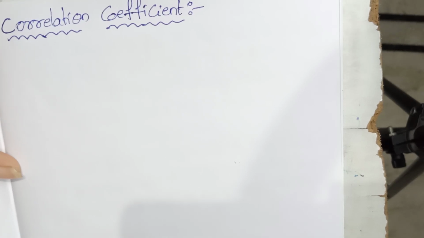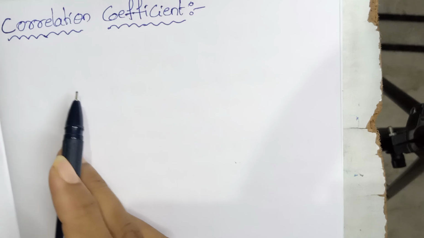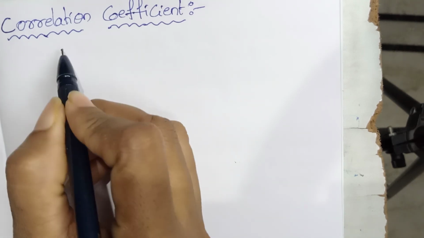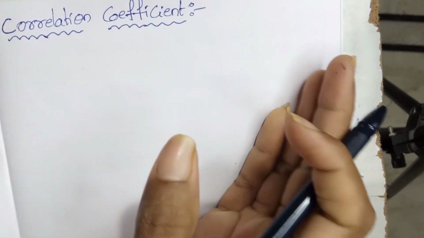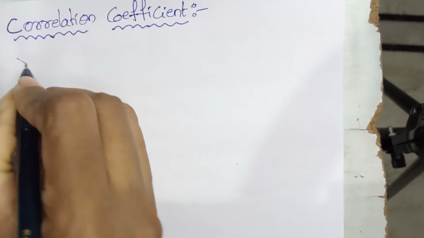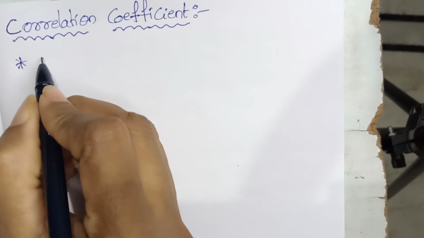So today we are going to discuss correlation coefficient. We all know that correlation is nothing but the relation between two variables. Now we are going to discuss the correlation coefficient. The correlation coefficient is a numerical measure, or else we can say a numerical value.